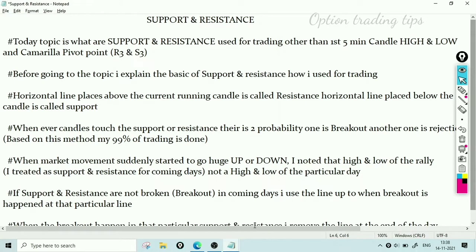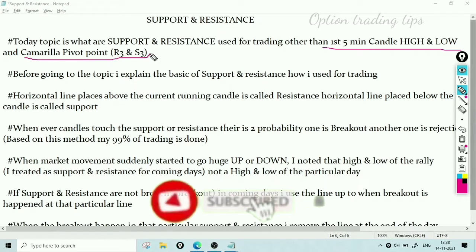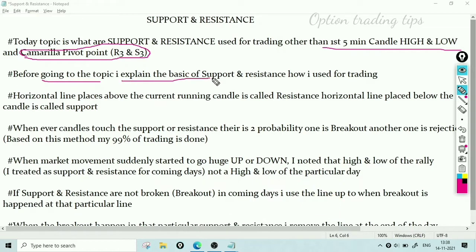Today's topic is what support and resistance are used for trading, other than the first 5 minutes candle high and low and Camarilla pivot point R3 and S3. Before going to the topic, I will explain the basics of support and resistance. That means what is support and what is resistance.